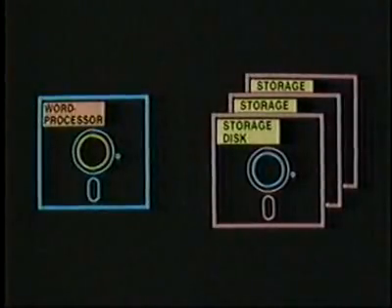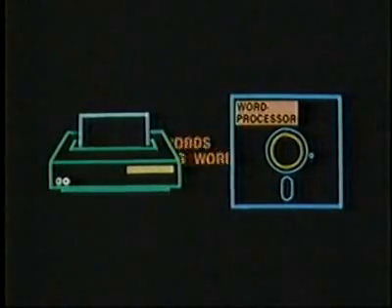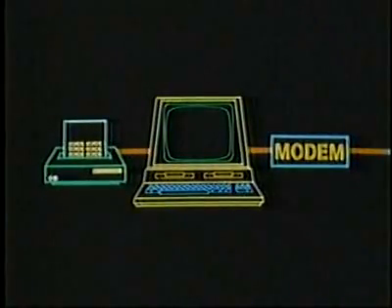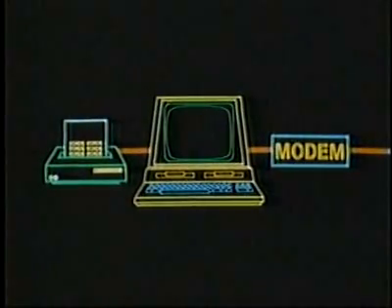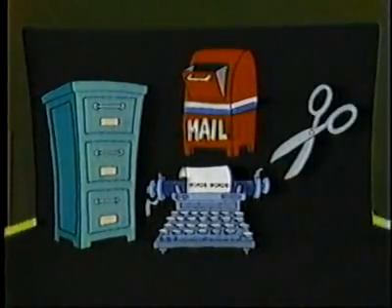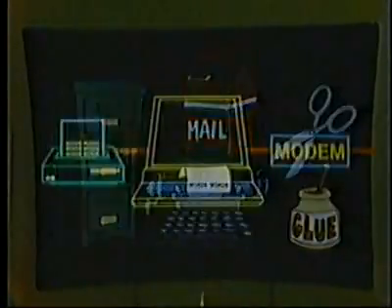And then there are several things that you can do. You can file the words on one or more storage disks. You can print them on a printer, and you can pass them onto a modem to be sent to some other computer. This means that once you have a word processing system, you really have a self-contained little office with its own built-in typewriter, filing cabinet, mailbox, and scissors and glue, all rolled into one.